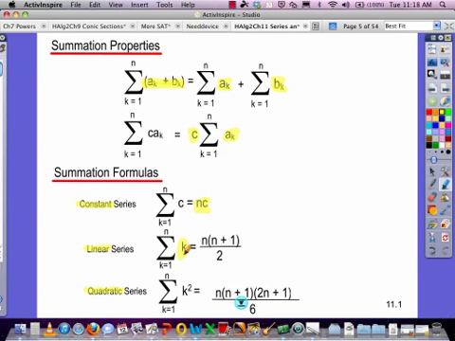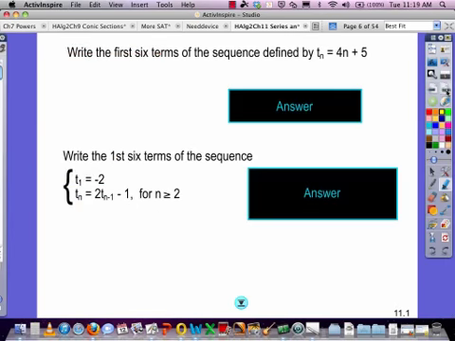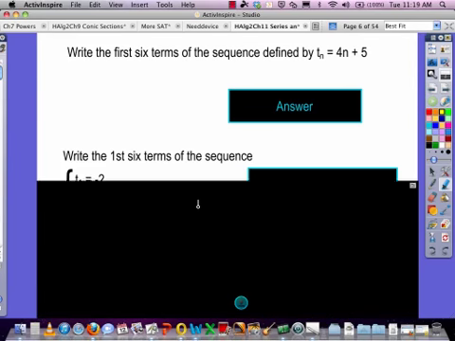Quadratic, similar, but you obviously got to have a quadratic part to it. So you need that squared part, and that would be n times n plus 1 times 2n plus 1, all divided by 6. They're similar: n, n plus 1, 2n plus 1, the n's are now building. So we're going to show those examples as we go, but let's start with a couple of real basic ones, and let's highlight them one at a time here.